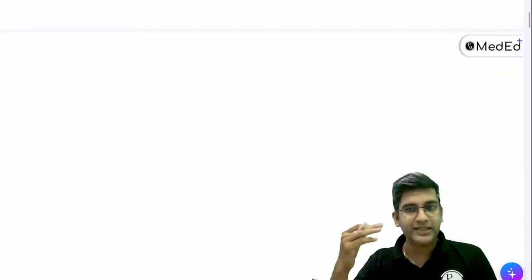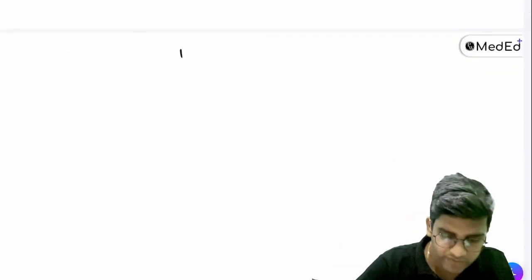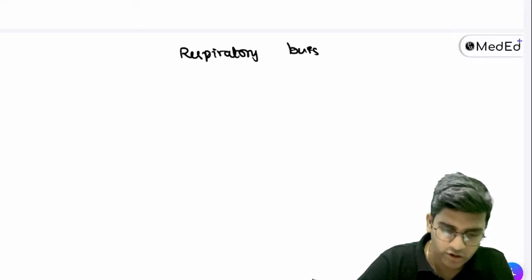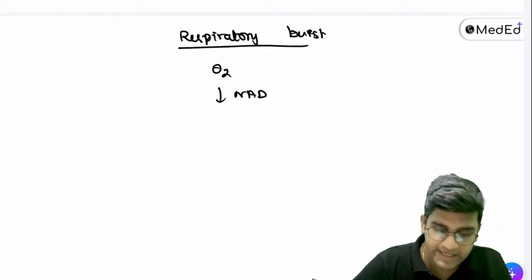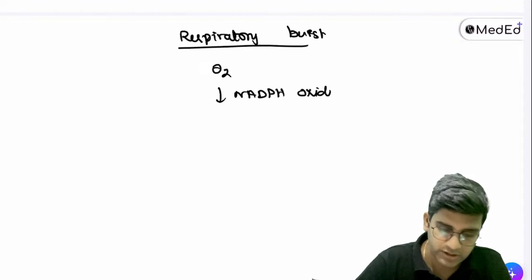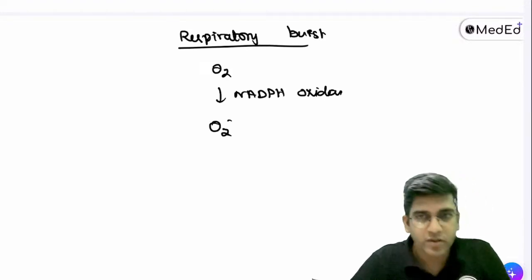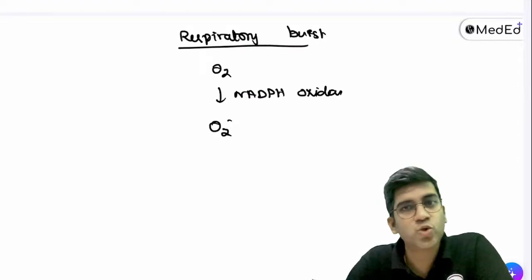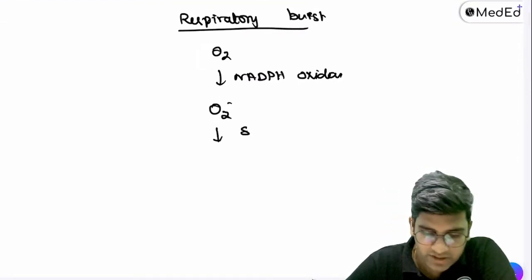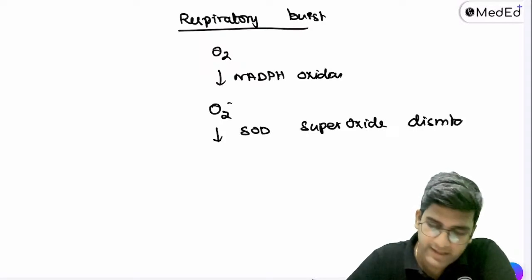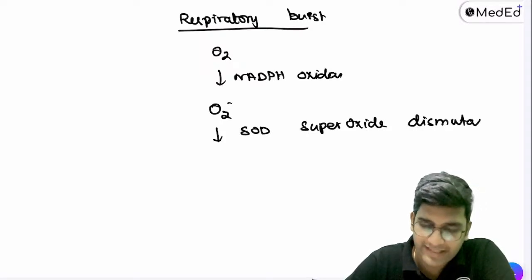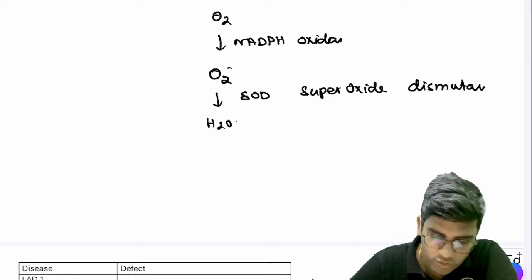Let's quickly go through the killing mechanism of oxygen dependent killing, or we use the term respiratory burst. We call it respiratory burst or an oxygen dependent killing mechanism. It's based on oxygen. Like you guys said, when NADPH oxidase acts on oxygen, it produces O2 minus, called superoxide. Once superoxide comes into the body, I have an enzyme called SOD, superoxide dismutase. It reacts with superoxide and it becomes hydrogen peroxide, H2O2.